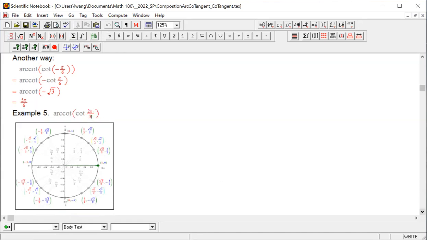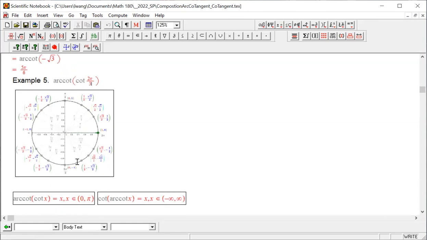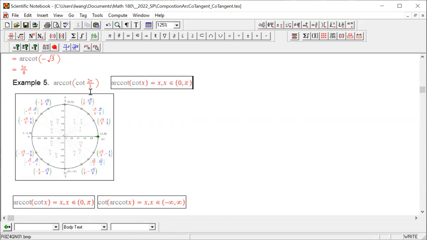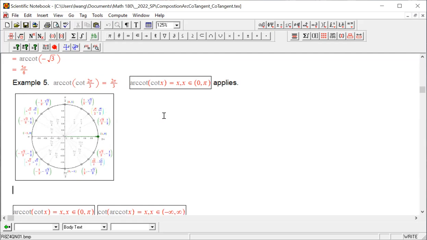Does any one of the properties apply? I think it does, isn't it? This identity applies because 2 pi over 3 is right inside of 0 to pi. So the answer is just 2 pi over 3, right? So that property applies. That's nice. If you know the shortcut, you totally know what you're doing. What if you don't know? Well, that's not going to be the end of the world.